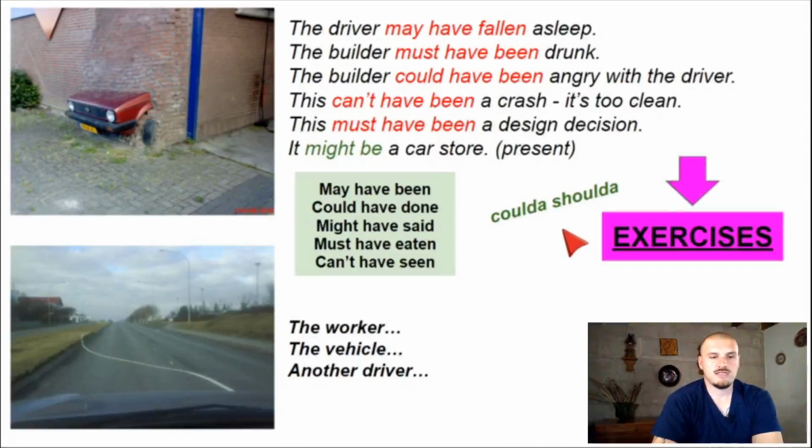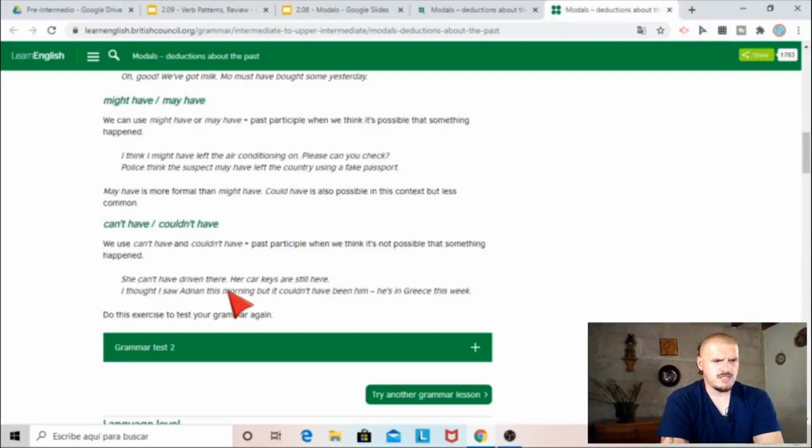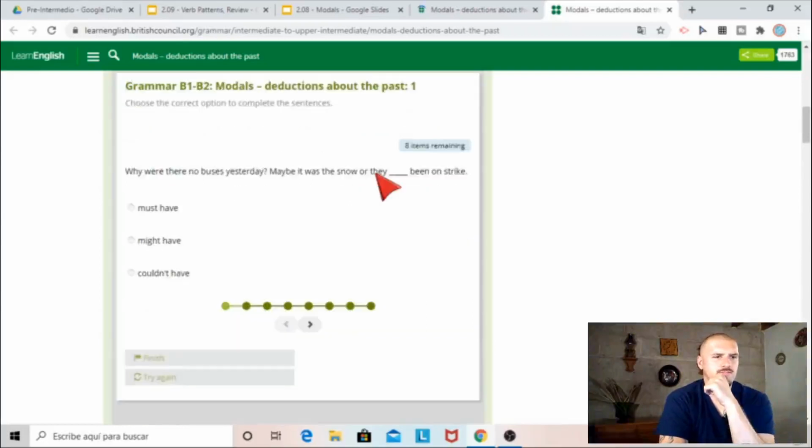Let's do some exercises. Go to point number 3 in the description to do the activities. So this page has different levels. We can look at, for example, grammar test 2. Grammar test 2, I like. So let's try this. In grammar test 1, it's B1, B2, modals, deductions about the past.